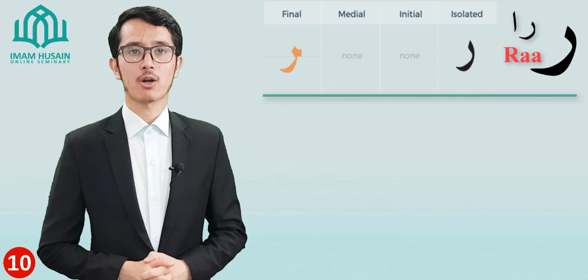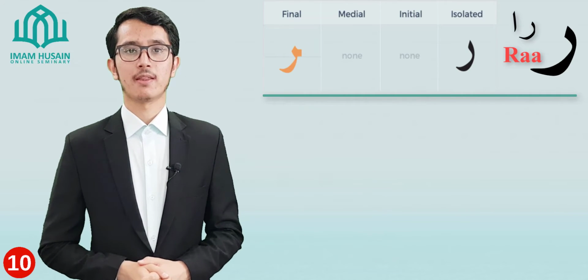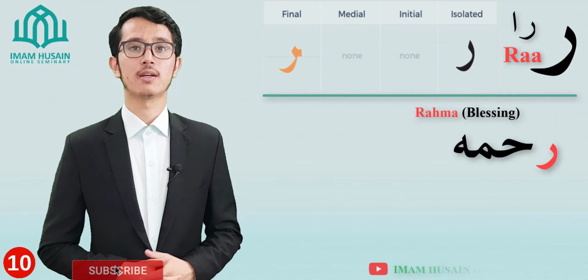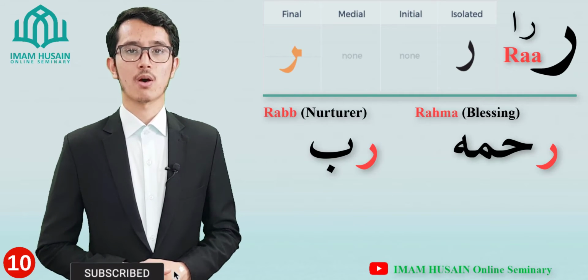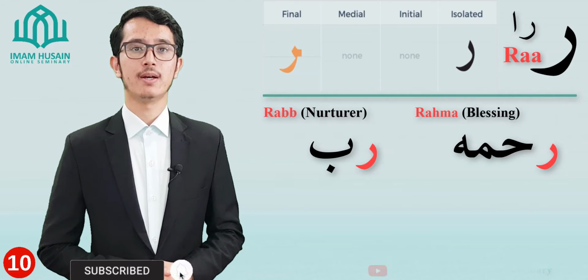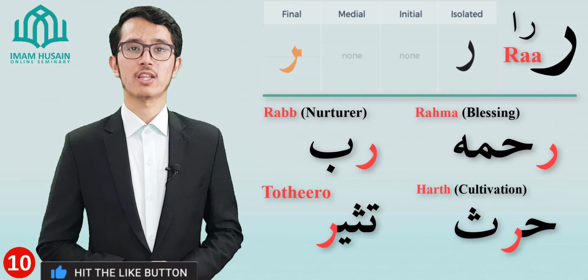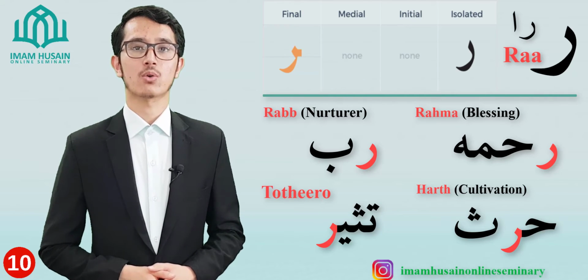Here we are with some Arabic words. Can you say them with me? The first one, rahmah, rahmah. Next one, Rabb, Rabb. The third one, Harth, Harth. And the last one, Tuthiru, Tuthiru.